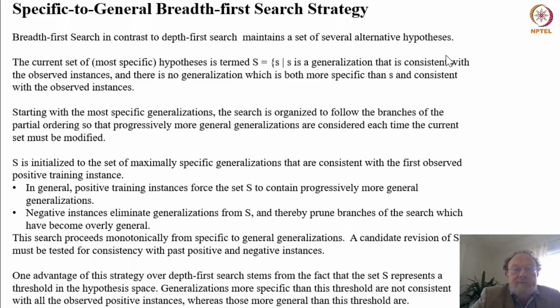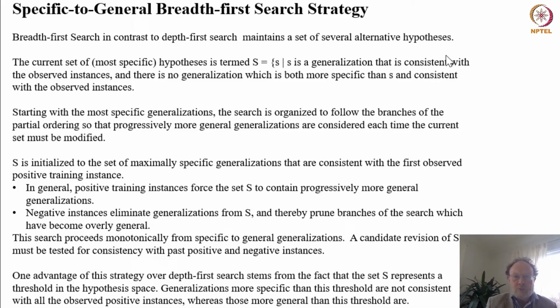The current set of hypotheses, and as you will see, the most specific such hypothesis is termed S. And S is a generalization consistent with the observed instances, such that there is no generalization which is both more specific than S and consistent with the observed instances.